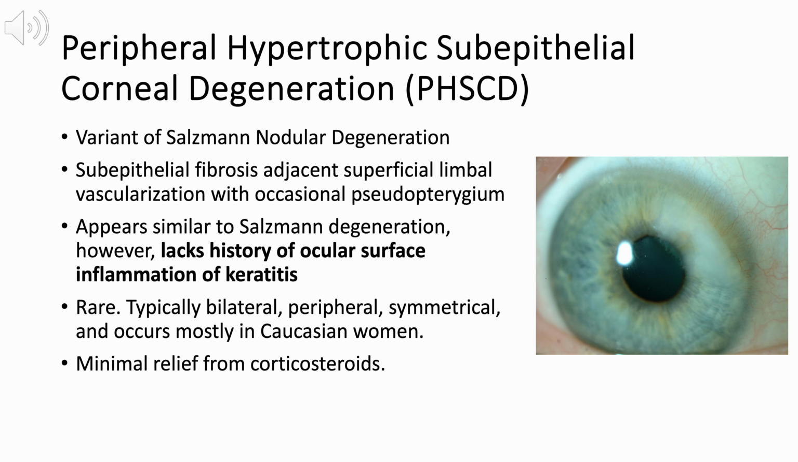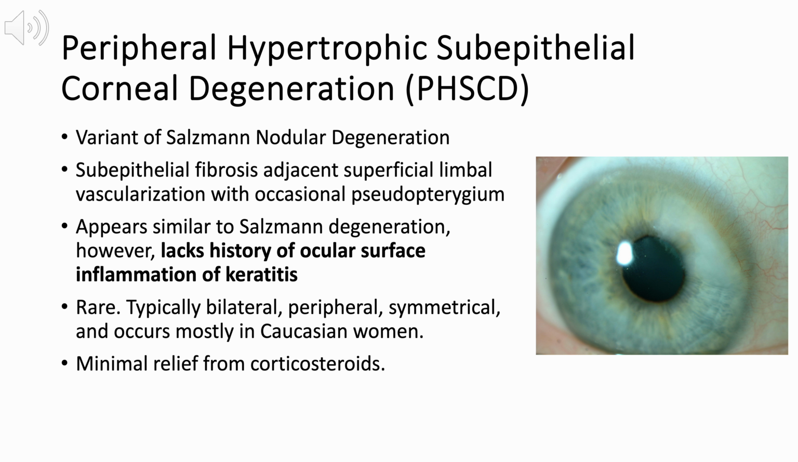Peripheral hypertrophic subepithelial corneal degeneration, PHSCD, is a rare corneal condition characterized by subepithelial fibrosis located adjacent to superficial limbal vascularization, sometimes accompanied by an occasional pseudo-pterygium. Clinically, it resembles Saltzman nodular degeneration, but without an underlying chronic ocular surface inflammation or keratitis. The condition is typically bilateral, peripheral, and symmetrical, occurring most frequently in Caucasian women. Unfortunately, corticosteroids provide minimal relief for affected patients.